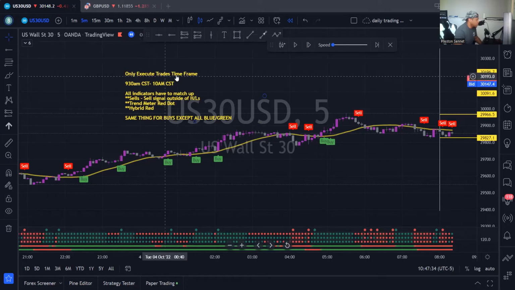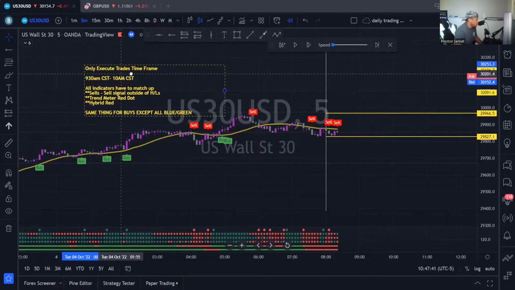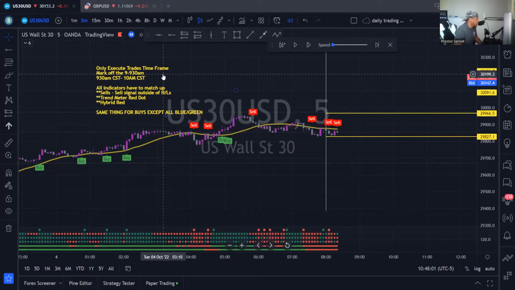I only execute trades between this time frame, 9:30 and 10, basically. So what I do is I mark off the 9 through 9:30 CST time frame for me. Well, CST time, AM time frame. For you guys on Central time it is 8:30. Yeah, Eastern Standard Time is 9:30.